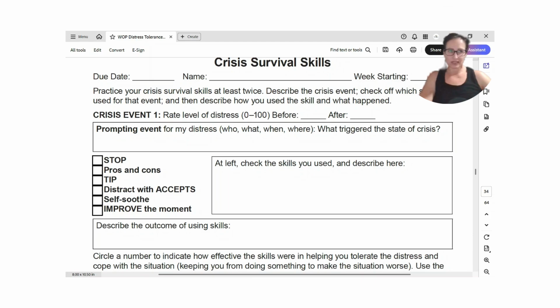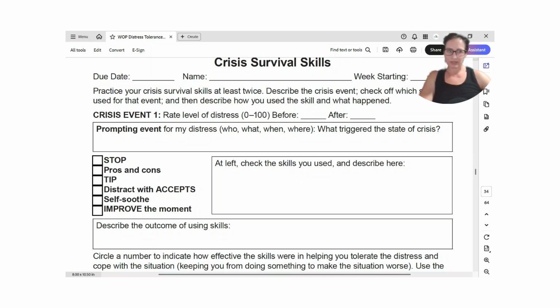So let's go over the 6 main crisis survival skills that are here on the worksheet. Stop refers to stop, take a step back, observe, and proceed mindfully. The pros and cons are about thinking through the consequences of acting on intense emotions versus using coping skills. Tip refers to temperature, intense exercise, paced breathing, and progressive muscle relaxation. These are body-based strategies that help you to quickly shift out of high emotional arousal.